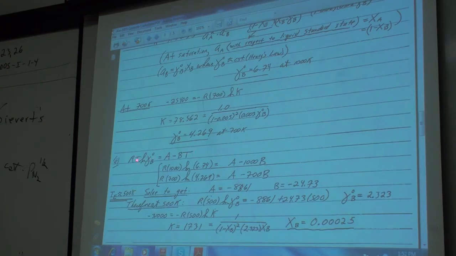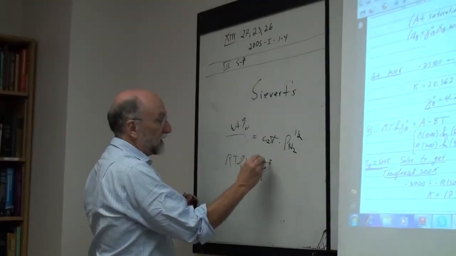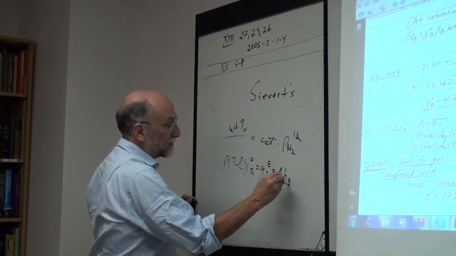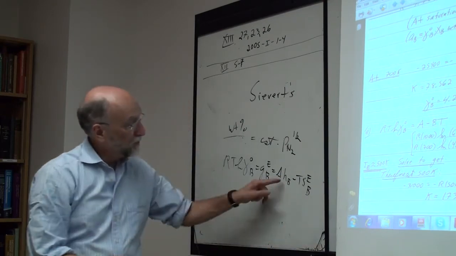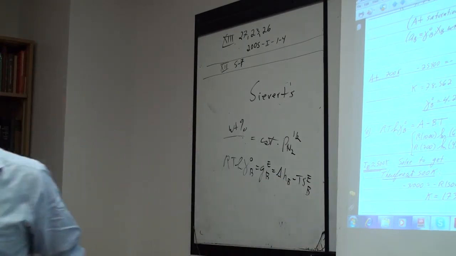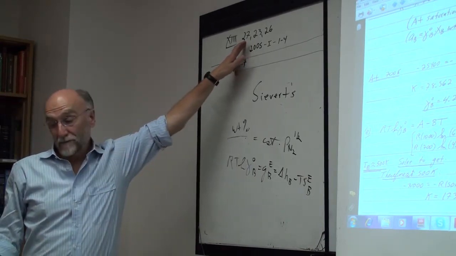So now I have RT log gamma B as a function of T, assuming that A and B are the partial heat and entropy of mixing of component B. RT log gamma B, this is G excess of B. If you want to take that equation, this is RT log gamma Henry of B, which is G excess of B, which is the partial heat of mixing of B minus the partial excess entropy of B, which we're assuming to be independent of temperature, which is the same assumption as I made up here in 27.